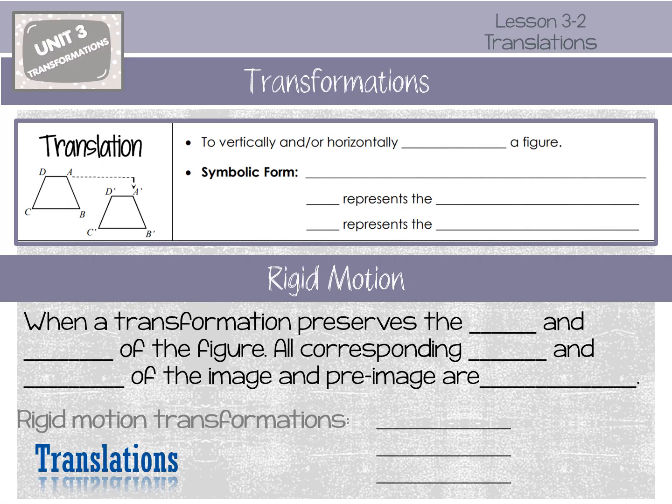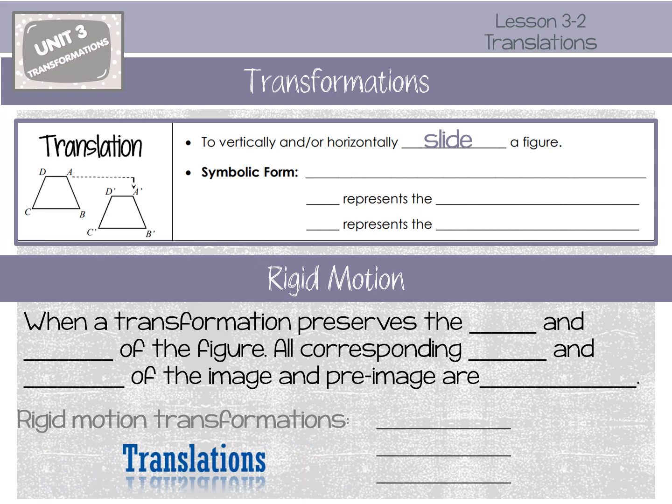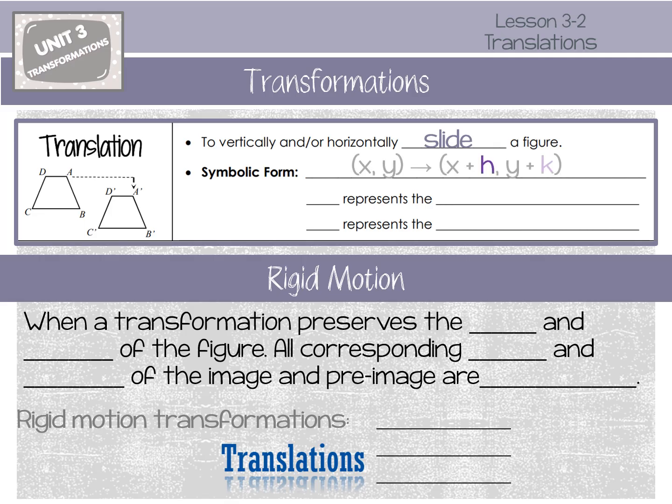Translation is a transformation to vertically or horizontally slide a figure. Symbolic form. It takes any point x, y to the point x plus h and y plus k. H represents the horizontal shift because it's being added to x, which is the horizontal variable, in the diagram. And k represents the vertical shift.